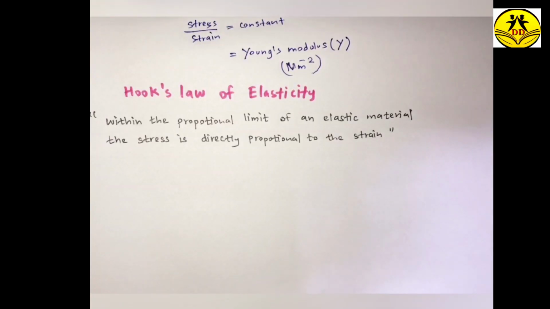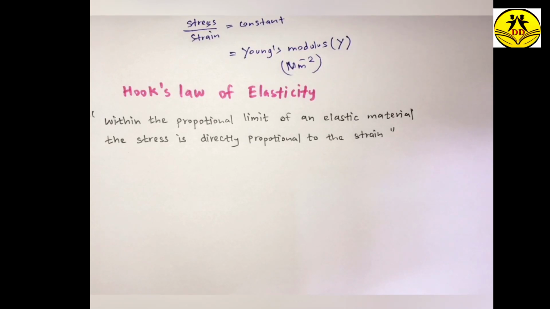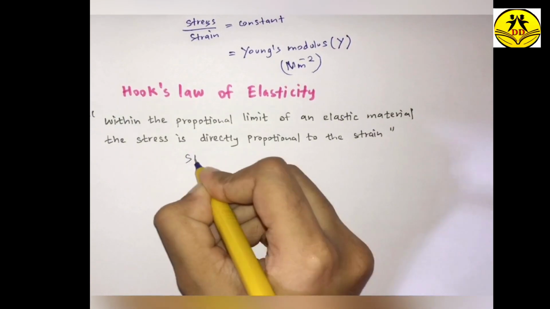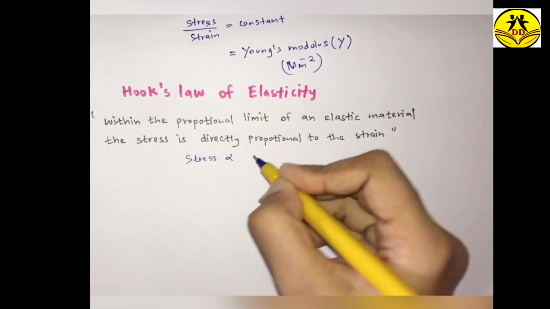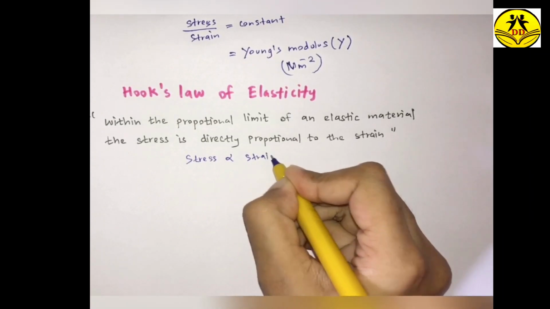And now we are going to talk about Hooke's law of elasticity. This law was first found by the scientist called Robert Hooke. He says that within the proportional limit of an elastic material, the stress is directly proportional to the strain. That is, stress is directly proportional to the strain.